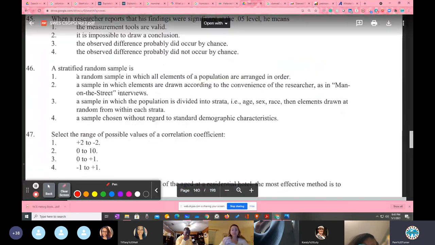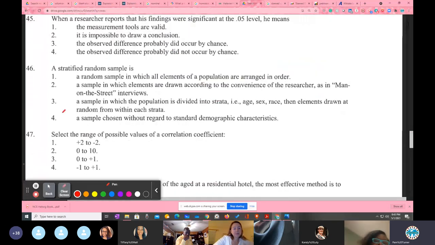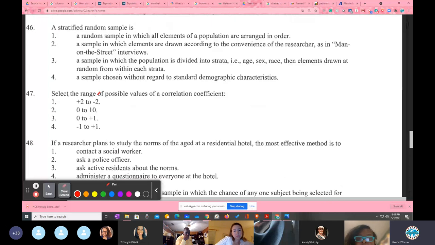Okay. Okay, guys, I've given you lots and lots of time. We'll do one more. Number 47, select the range of possible values of a correlation coefficient. Got it, because the best I can get is 100, right? That's the best I can get.